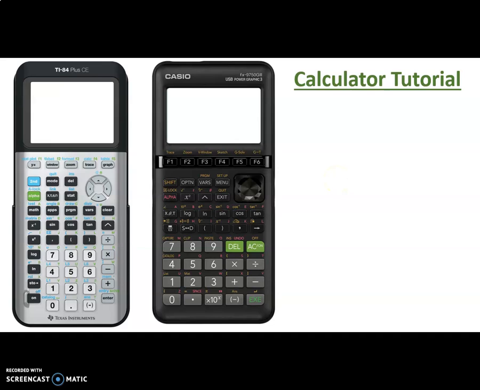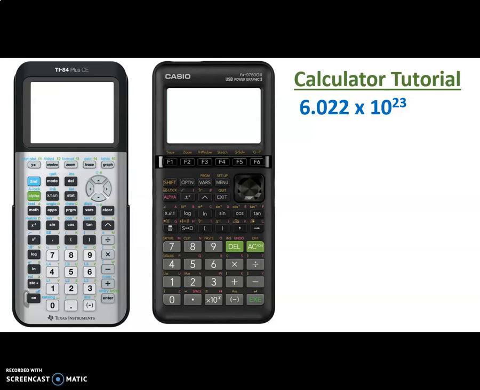So here's a quick tutorial on how to use your calculators for this class because we're going to be using really big numbers with scientific notation. You need to know how to use your calculator, and there's an efficient way to do this that you may not have heard of yet. So the first thing we're going to look at is how do you punch this number into your calculator?